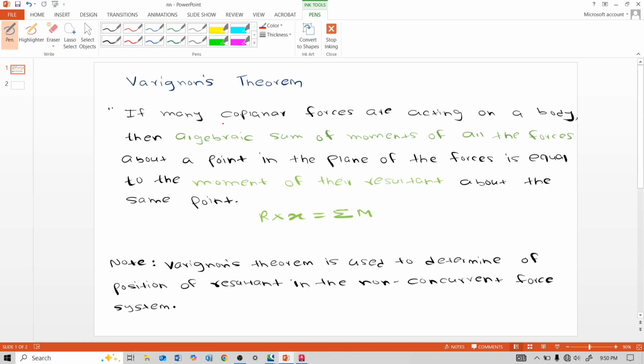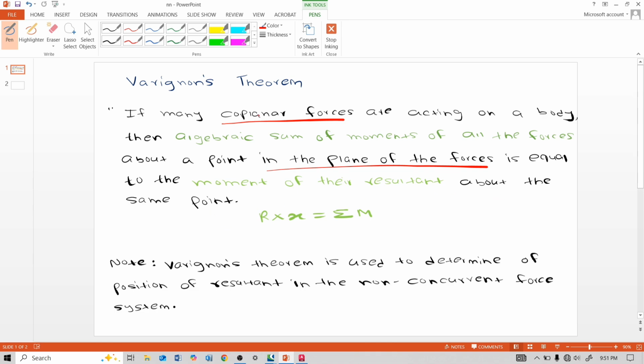If many coplanar forces are acting on a body, then the algebraic sum of moments of all the forces about a point in the plane of the forces is equal to the moment of their resultant about the same point.